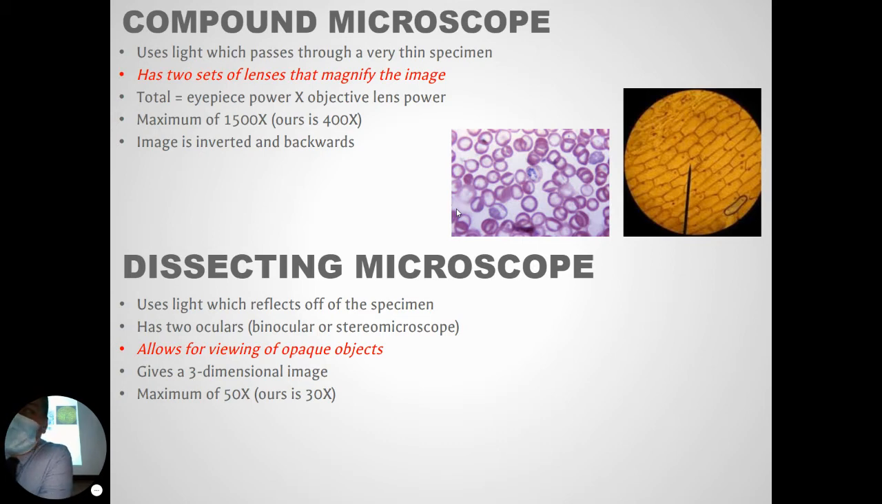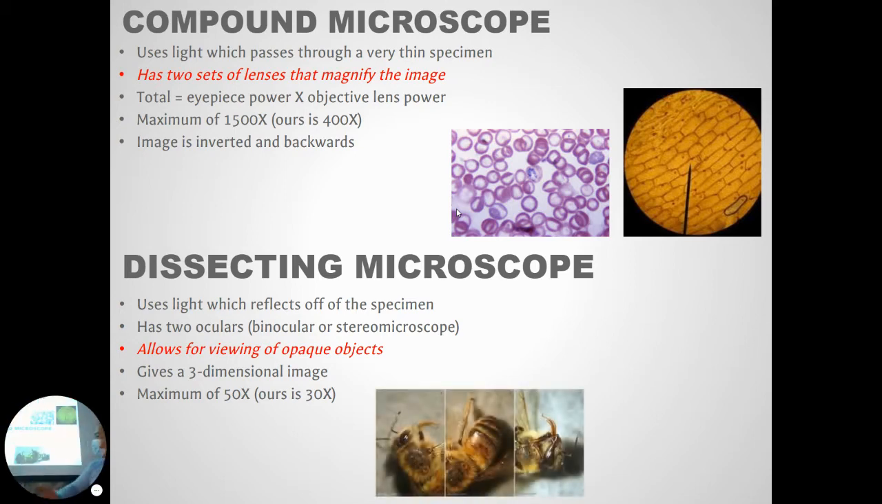Usually this is less powerful. Some of our dissecting microscopes, this one magnifies 10x or 30 times. That's the maximum. So much less than the 400 times magnification you could get with a compound microscope.